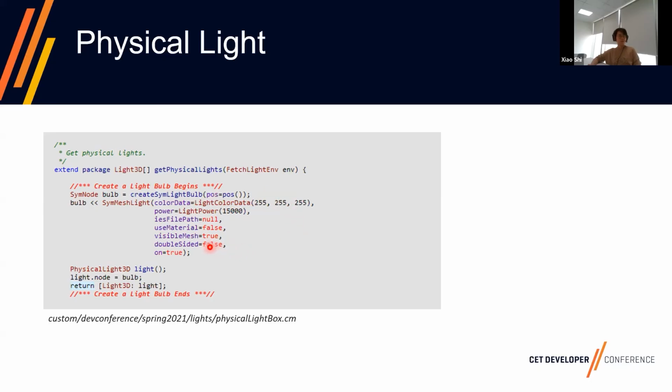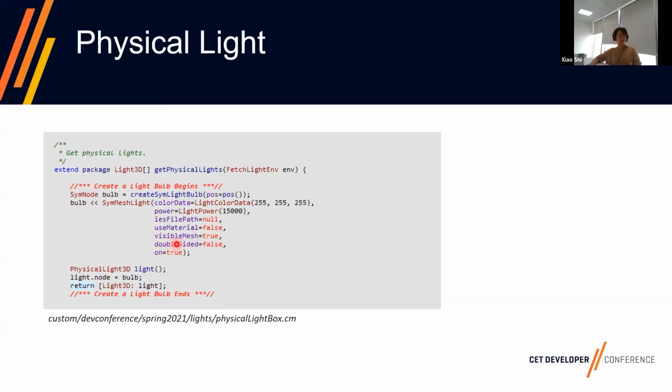This visible mesh option defines whether the mesh is shown, because this light is created by a mesh, but when it has the light, the mesh is still there. So you probably want to hide the mesh. Sometimes you don't want to see the real light ball, you just want to see a light coming out of it. Then you need to set it to be false to not see it.